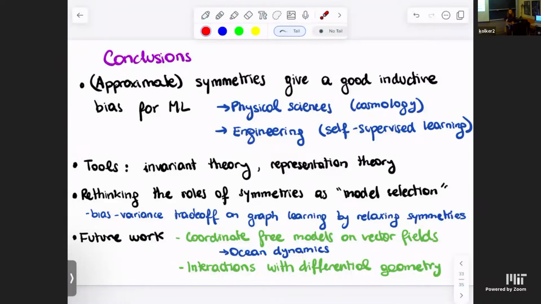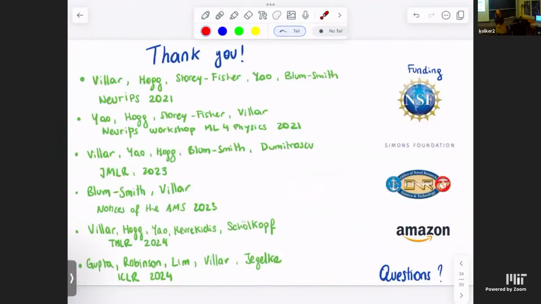And something that I didn't get to talk about is you can think of the rows of symmetries as small selections. And there are other problems that also have symmetries, like dynamical systems on vector fields, dynamics of oceans, many interesting things that one can look at. Yeah, that's it.